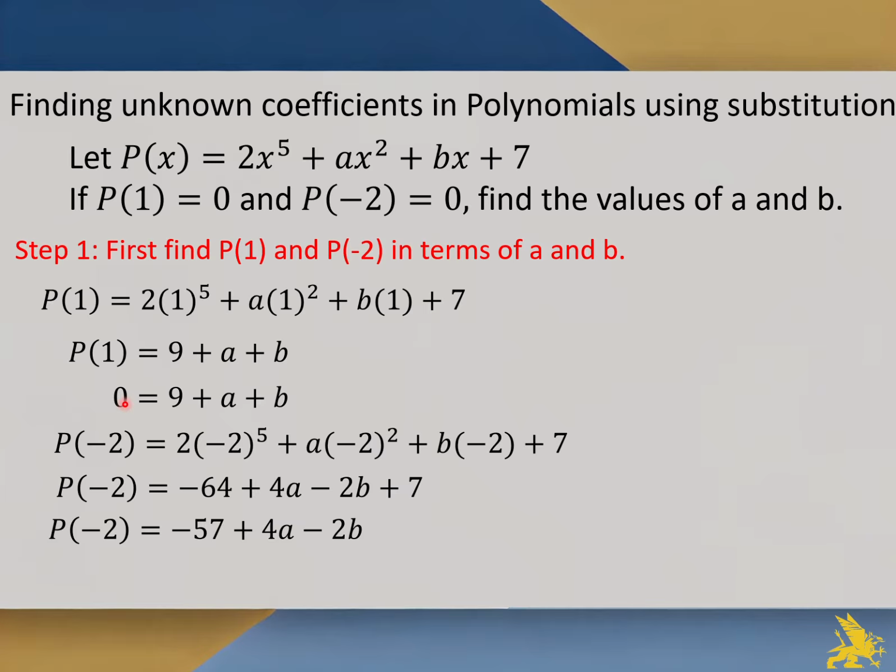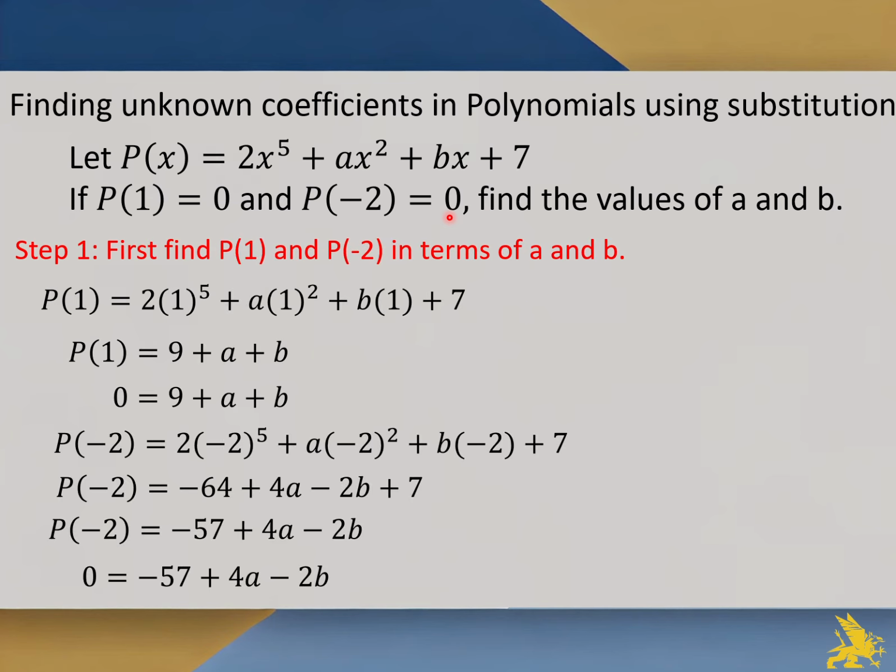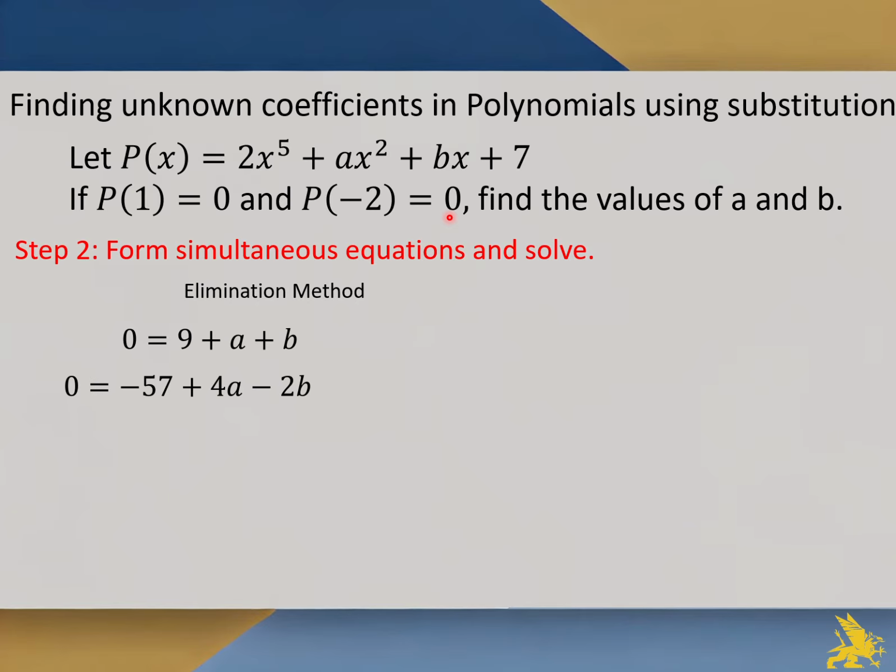Okay, now instead of saying p1, I'm just going to put in 0. So 0 equals 9 plus a plus b, and down here, we know that is equal to 0 as well. So 0 is equal to -57 plus 4a minus 2b. Now, from this point, we are going to do simultaneous equations. So we've got our two equations. I'm just going to place it down there.